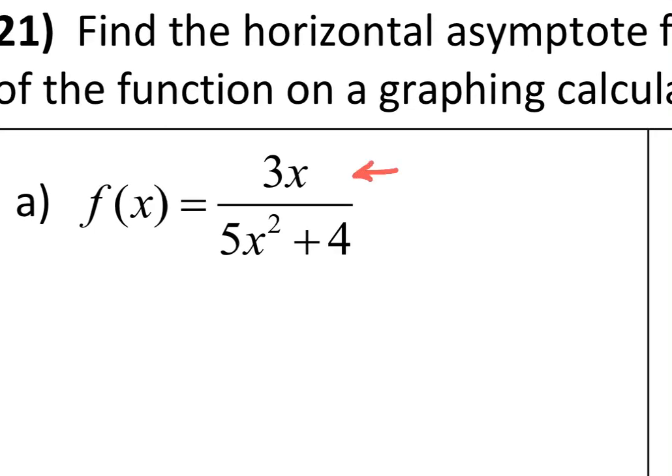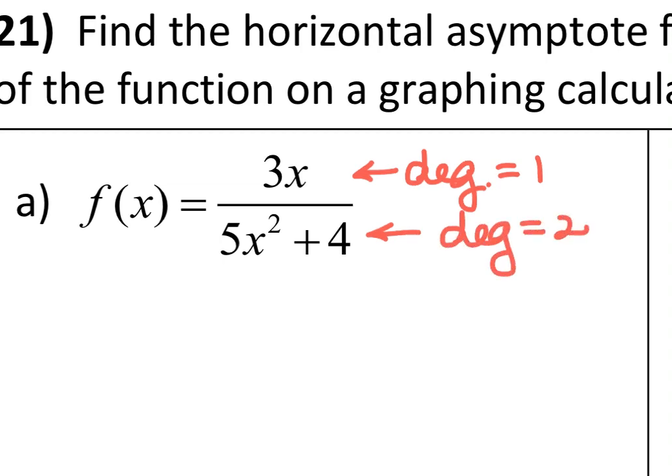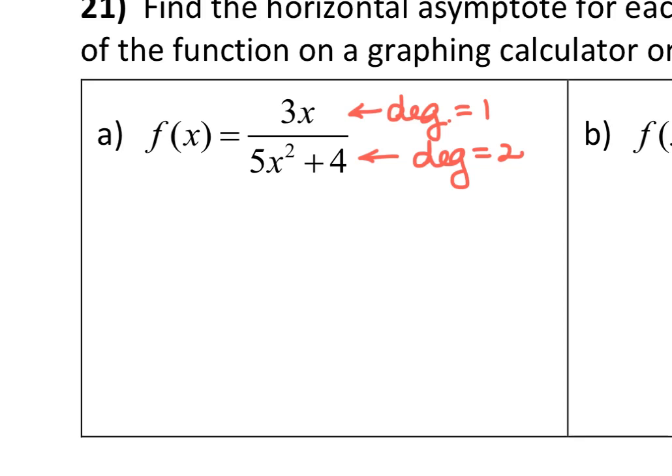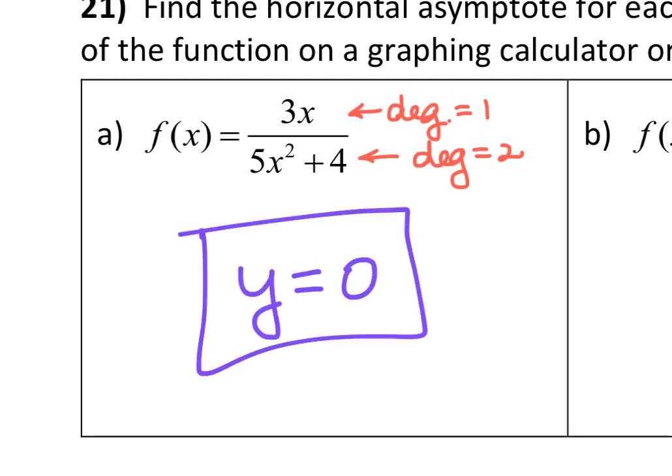So here, the degree of the polynomial that's the numerator is equal to 1. And here, the degree of the denominator is equal to 2. When the degree of the numerator is less and the degree of the denominator is greater, your horizontal asymptote is y equals 0.